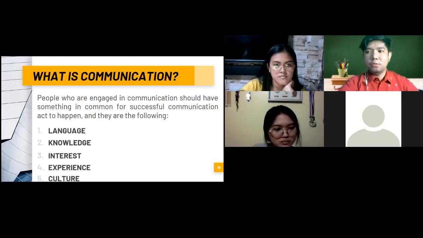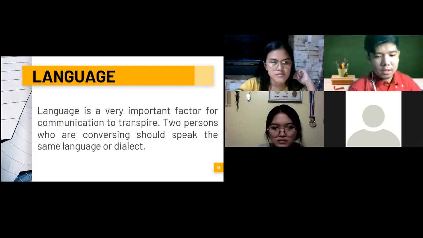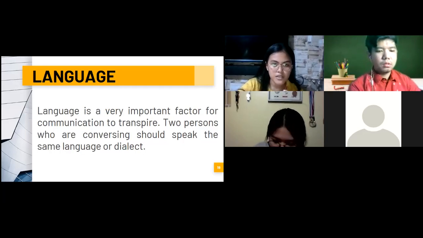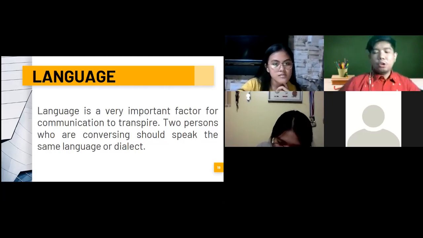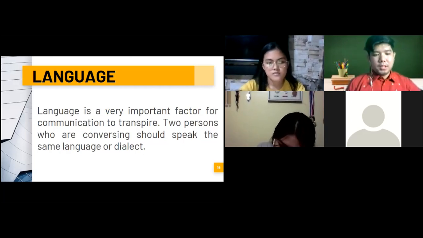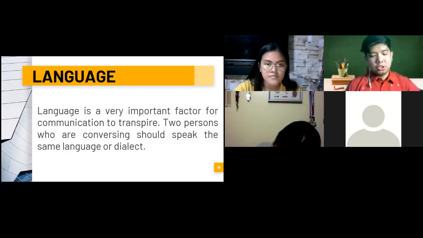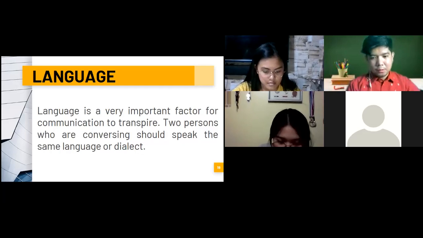Okay, so let us discuss the first one, language. Ms. Dolong, please read this one. Language is a very important factor for communication to transpire. Two persons who are conversing should speak the same language or dialect. According to the text here, first and foremost, you have to check if both participants in the communication act are speaking the same language. If you are on the same page, figuratively, if you read the same book.